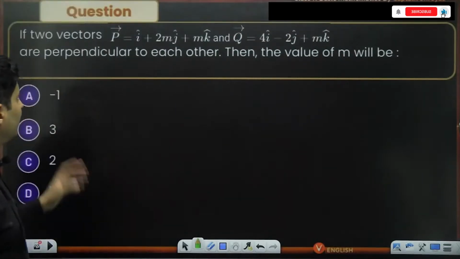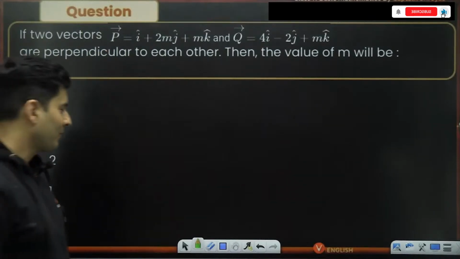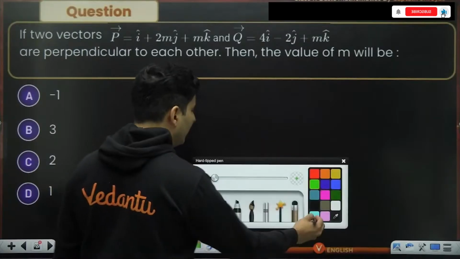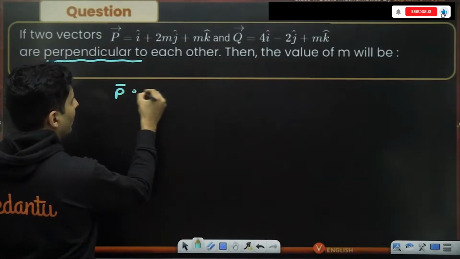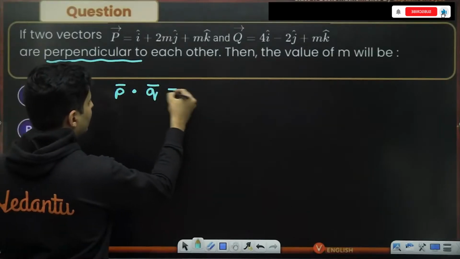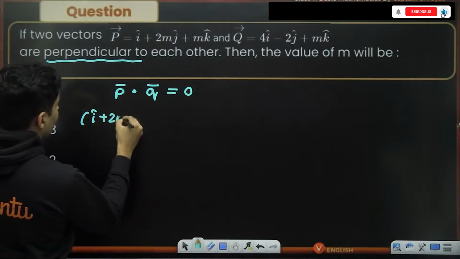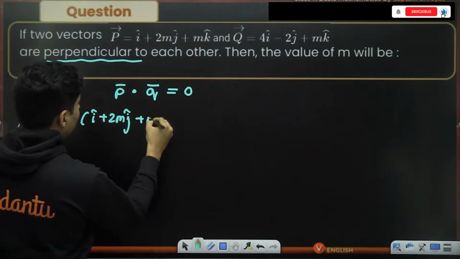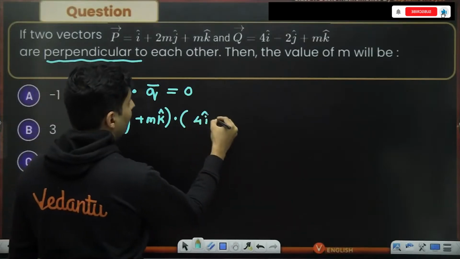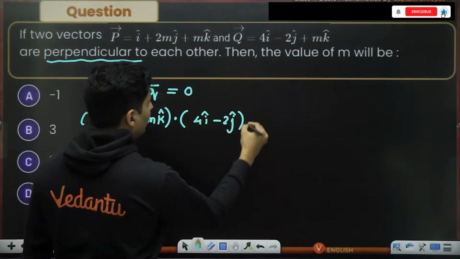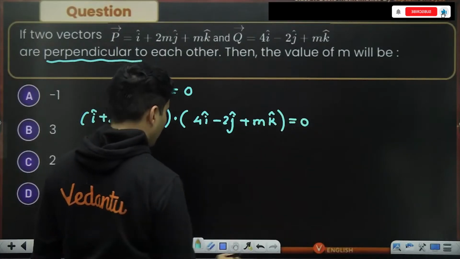Okay. These two vectors are perpendicular to each other. Then what is the value of m? I just gave you something called the perpendicularity test. If the vectors are perpendicular, then their dot product is 0. So that means you take i cap plus 2m j cap plus m k cap dot producted with 4 i cap minus 2 j cap plus m k cap. The answer will be 0.